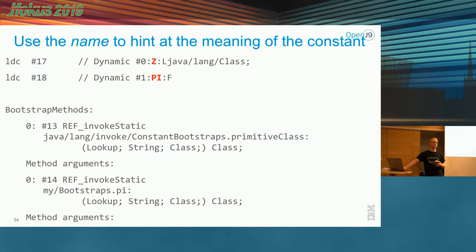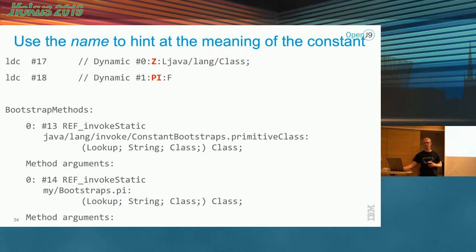You know, bytecode signatures, it's Boolean, right? So it knows that I'm going to load the Boolean class from that LDC. The second example I have here has the name of Pi, and it's from a bootstrap method I wrote, but it means that somebody reading this code can make a fairly quick determination that this is meant to return a floating point Pi value. It just makes life easier for anybody who has to debug your bytecode.